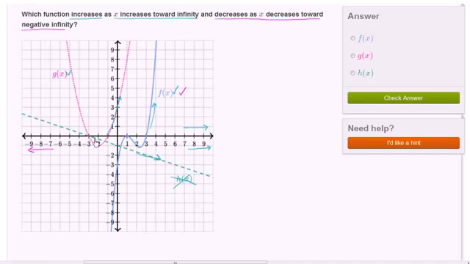Now what about g of x? After we have this minimum point, and actually it looks like a global minimum point, after we hit this minimum point right over here, as x decreases toward negative infinity, g of x seems to be increasing, not decreasing. So g of x does not meet the second constraint. So the only function that met both constraints seems to be f of x.